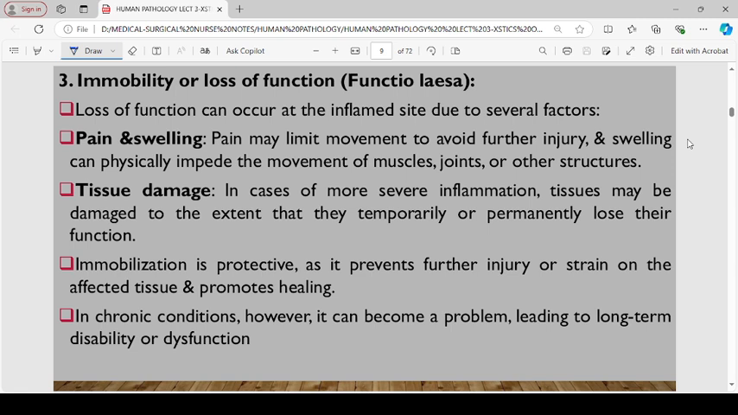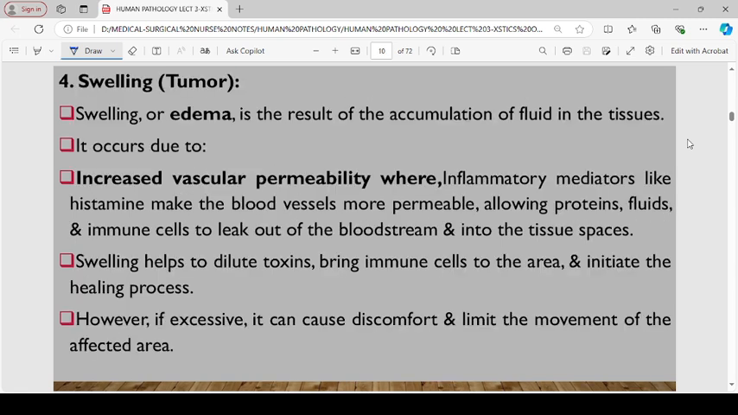So immobilization is protective in nature, as it prevents further injury or strain on the affected tissue and promotes healing. In chronic conditions, however, it can be a problem, and this could lead to long-term disability or dysfunction.